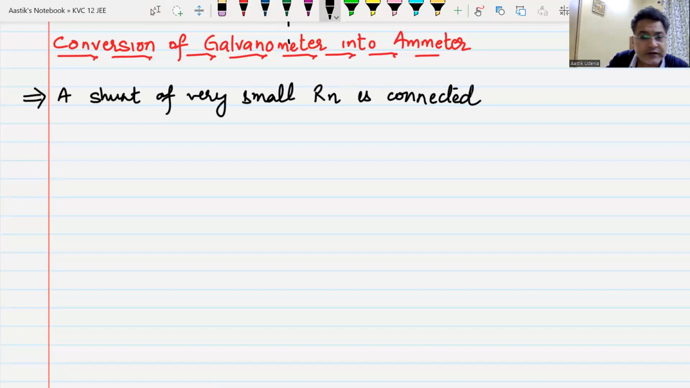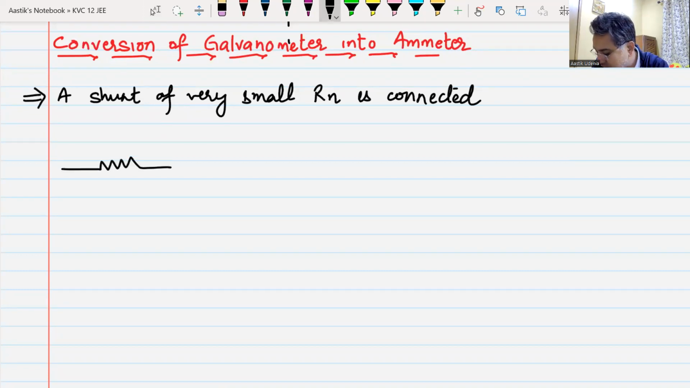And then this galvanometer becomes an ammeter. So basically, what you have is this. This is your galvanometer. This is Rg. You understand Rg? The resistance of the galvanometer.